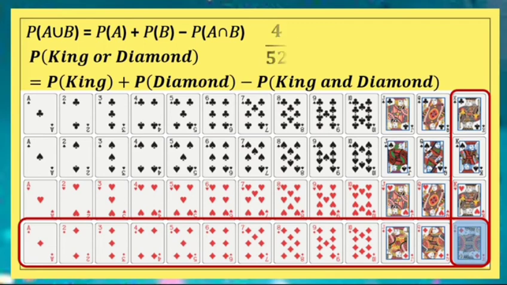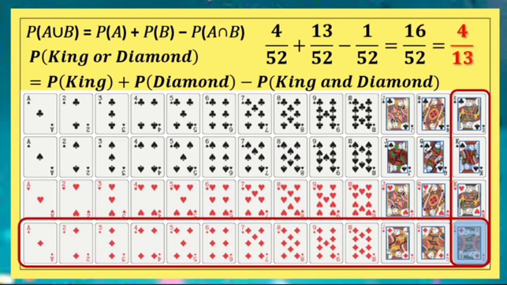If I put my figures into it, I have for king 4 over 52, for diamond 13 over 52, and for their intersection 1 over 52. If I simplify this further, I have 16 over 52, which is 4 over 13. That's my final answer.